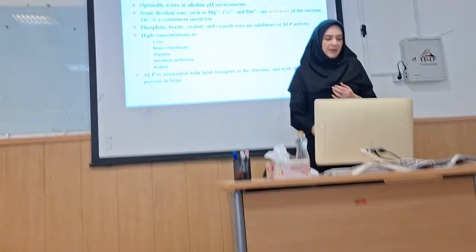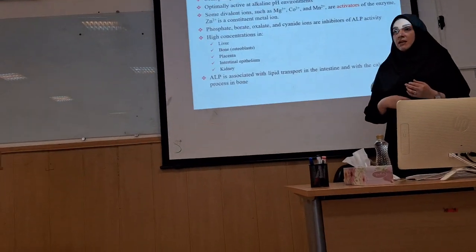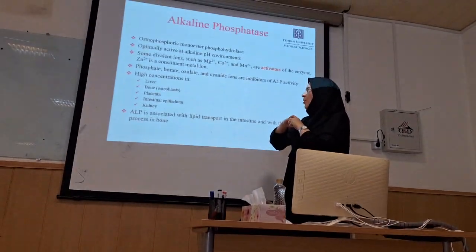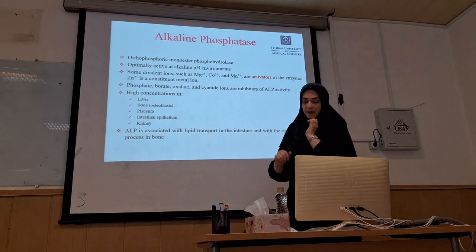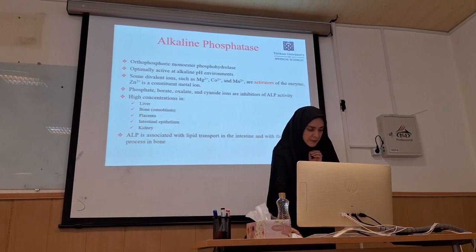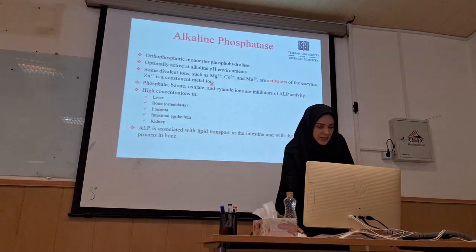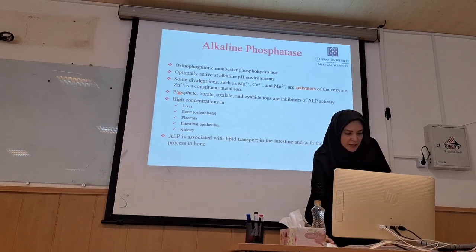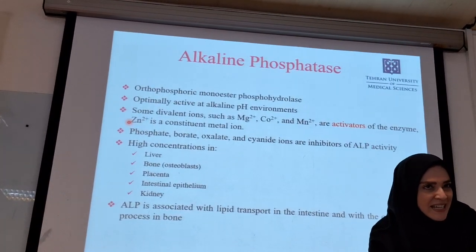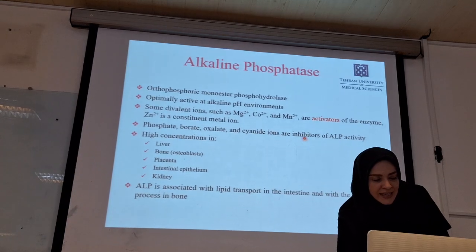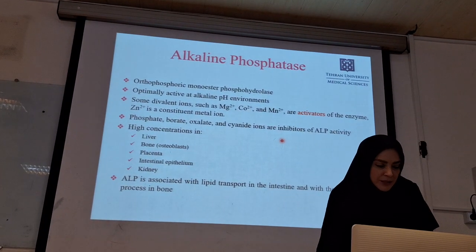Alkaline phosphatase works in an alkaline environment, and it requires some metal ions. The most important metal ion for this enzyme is the zinc ion. We have some other compounds that can inhibit the activity of the enzyme. Remember, the names of these inhibitors are not important, okay? These are just for more information. About the constituent metal ion, you should know that zinc is important, but the others that are considered as activators or inhibitors are just for more information.